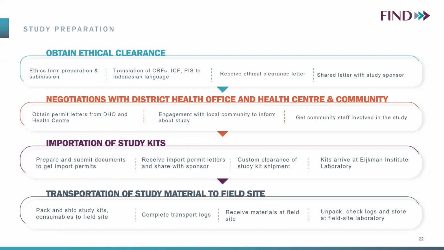At the same time, we also started the process of negotiations with the district health office, the health centers where we were going to do the field work, and also in the community. So we had several meetings with the district health office and also with the health center, and we obtained their permit for doing the study. Alongside, we got the staff to engage with the local community to inform them about the study and our plan, what we're going to do and why we were going to do this work, so that once we started the study, we get a smooth run from the community and the subjects who come to the health center.